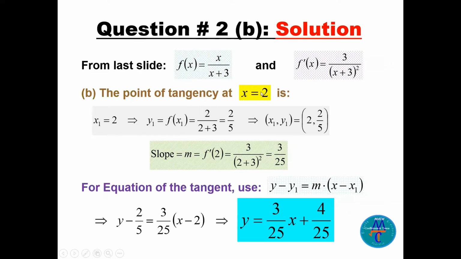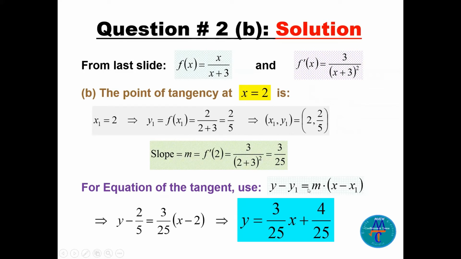Now, x is 2. So this is the point of tangency. x is 2. We replace it in the function. So x1 is 2. Let's find y1. It will be 2 over 5 if you replace it in the function. Now replace 2 in the derivative here, f prime, you get the slope. Slope is f prime at 2. So it will be 3 over 2 plus 3 squared, because we have squared here. So 3 over 25.